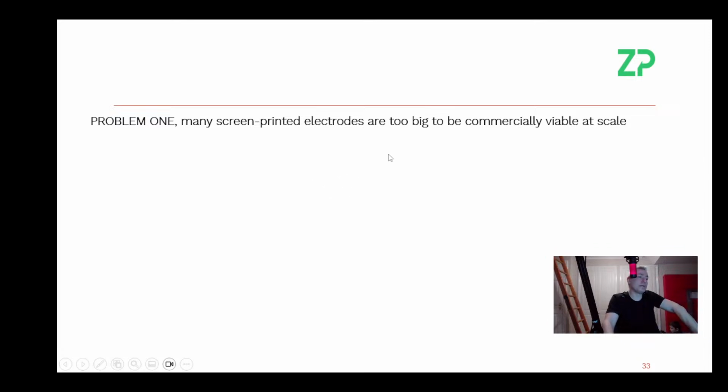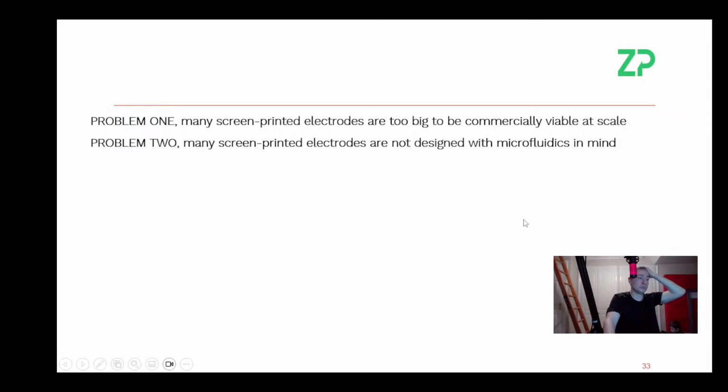So problem number 1 is screen printed electrodes are often too big to be commercially viable. Problem number 2, people don't design screen printed electrodes with microfluidics in mind. You've got to ask yourself the question, how am I going to bring the sample to the sensor? Problem number 3, people are bringing the wrong geometry. Problem number 4 is quality.